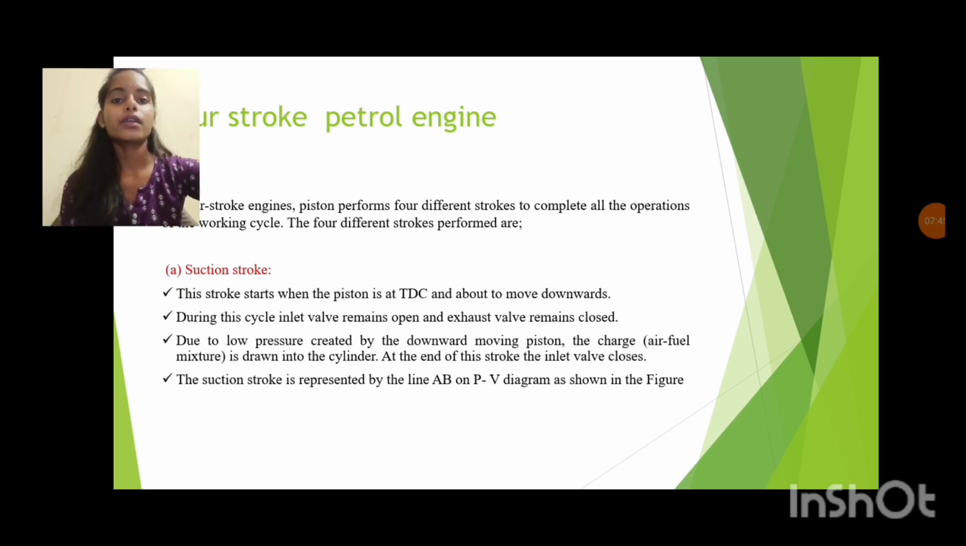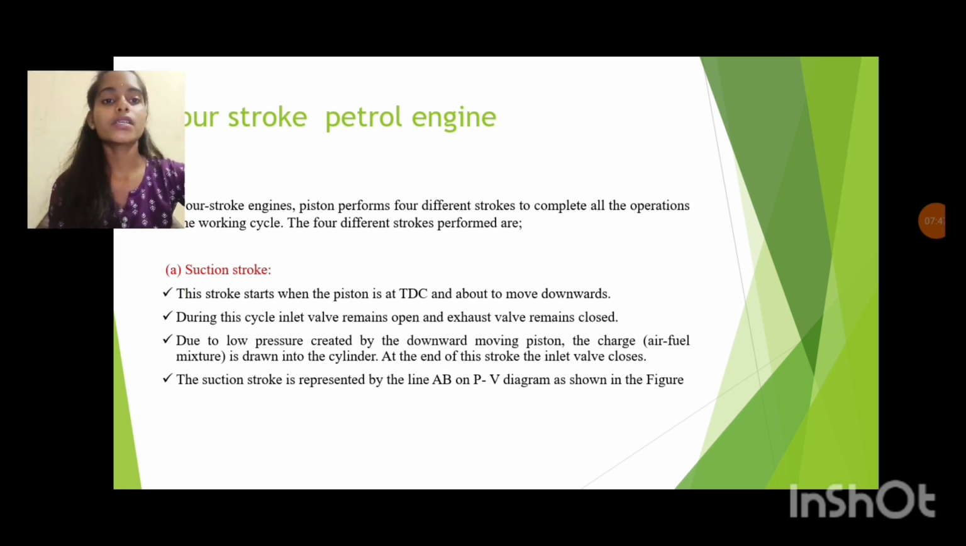In a four-stroke engine, the piston performs four different strokes to complete the entire working cycle. The four different strokes performed are: suction stroke. This stroke starts when the piston is at TDC and about to move downward.